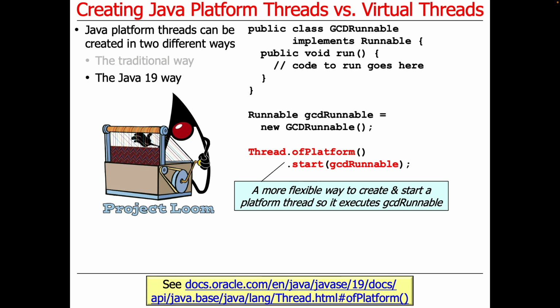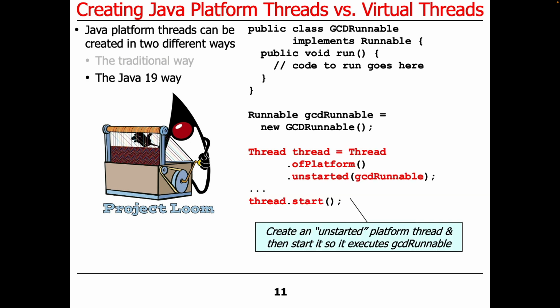However, there's also some new APIs that allow you to be able to make a platform thread in a more incremental way. So one way to do that is to say Thread.ofPlatform, which says make a platform thread, and then you can say start that thread running this runnable. So that's one way to do it.